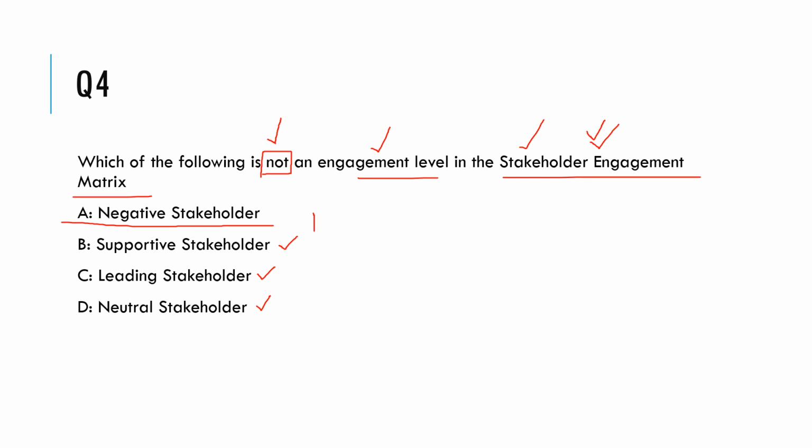You have resistant stakeholder, which are also known as negative stakeholders, but they are actually the people that are resistant to the project. They are not termed negative stakeholders. So the correct answer to this question is negative stakeholder.